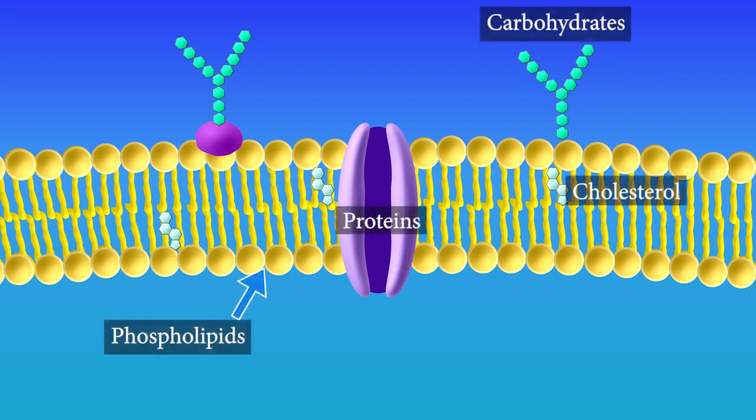All of these components work together to make the plasma membrane that surrounds all cells, a critically important barrier needed for all life on Earth.